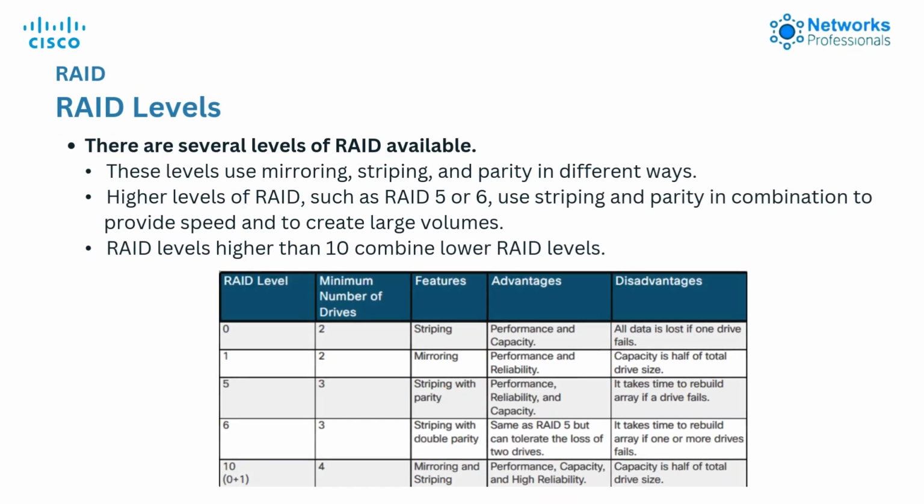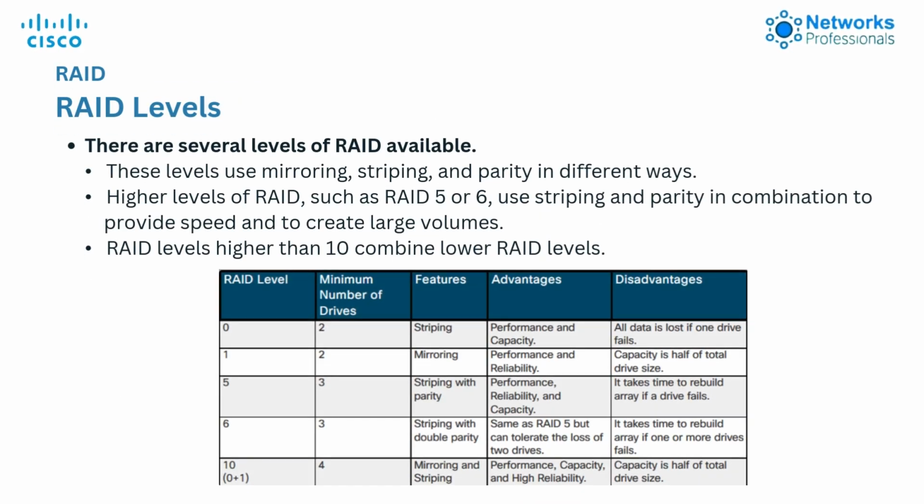RAID levels. There are several levels of RAID available. These levels use mirroring, striping, and parity in different ways. Higher levels of RAID, such as RAID 5 or 6, use striping and parity in combination to provide speed and to create large volumes. RAID levels higher than 10 combine lower RAID levels.